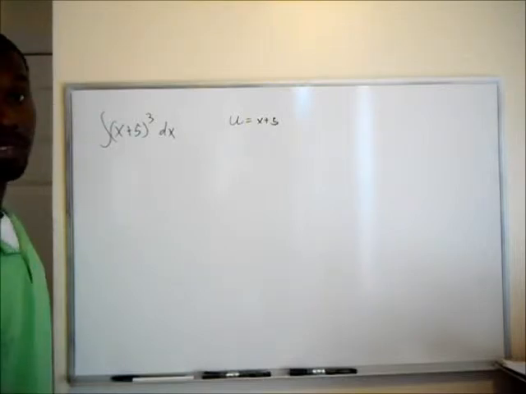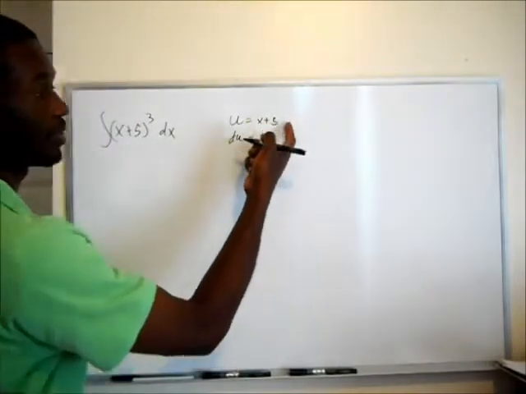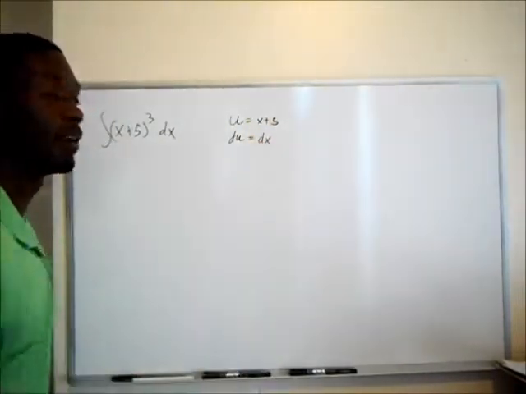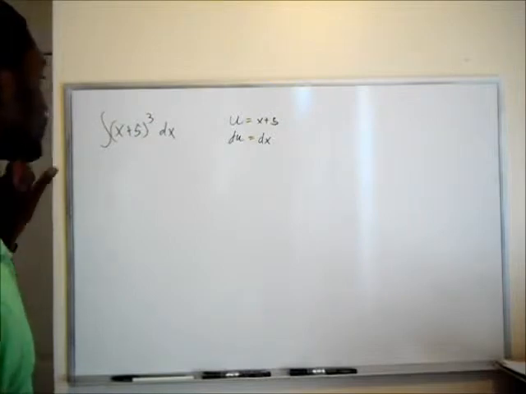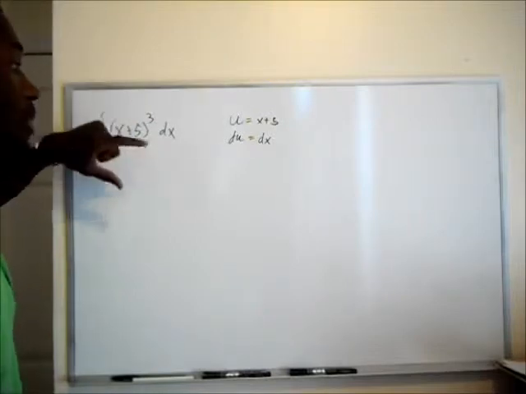Now I need to find du. So I'm going to take the derivative. So du equals the derivative of this side implicitly. It's just dx because the constant goes away. So now I need to just plug in, rewrite my integral and plug in everything.